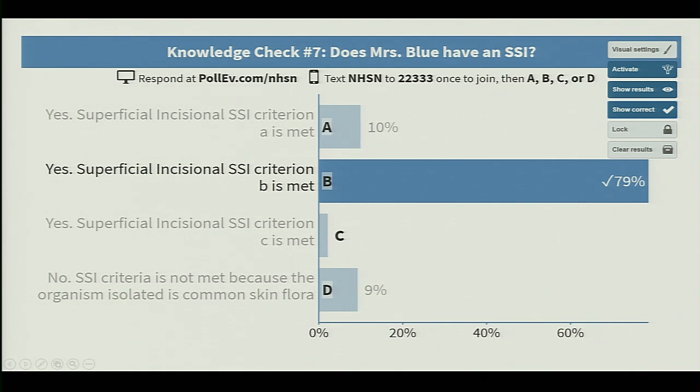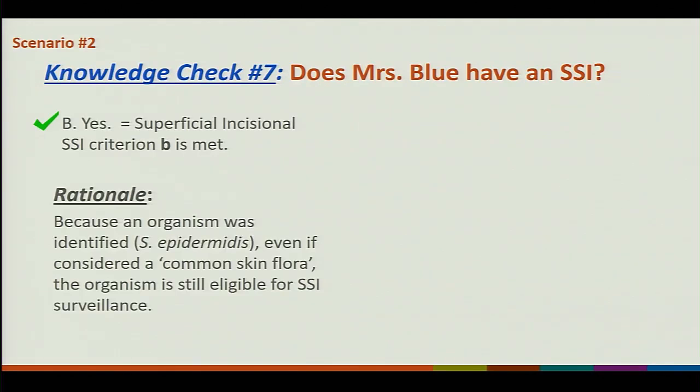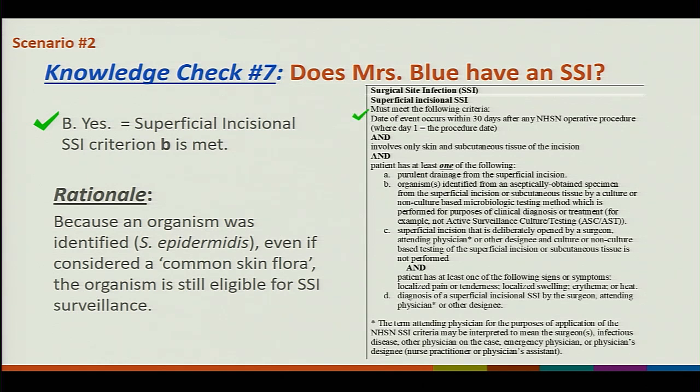Okay, so the correct answer is B. Yes, superficial incisional SSI criterion B is met. So we know that the SSI event occurred within 30 days of the operative procedure. It involved only the skin and subcutaneous tissues of the incision, and there were organisms identified from culture: staph epidermidis. Even if considered common skin flora, this is an organism that's still eligible for SSI attribution. So it's not an excluded organism in terms of SSI criteria. Remember, organisms are not judged on contaminant or common commensal. If the organism is identified, it is to be reported. Good job.